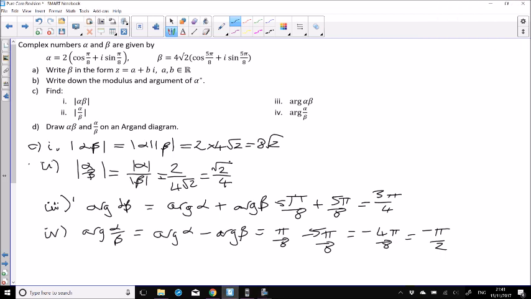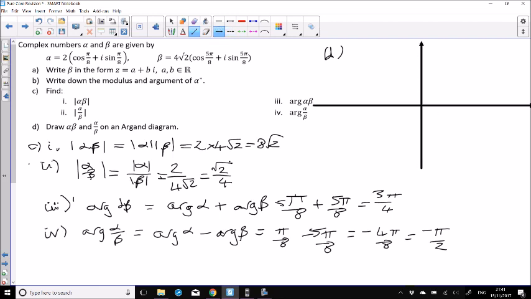Right, the last part I'm just going to do up here, we've got a bit of space, so now it wants us to draw alpha beta and alpha divided by beta on an Argand diagram. So let's create our axes. Okay, so it's imaginary. So here we've got the real. We don't actually need to work out what alpha beta are because we've already got the modulus and argument.